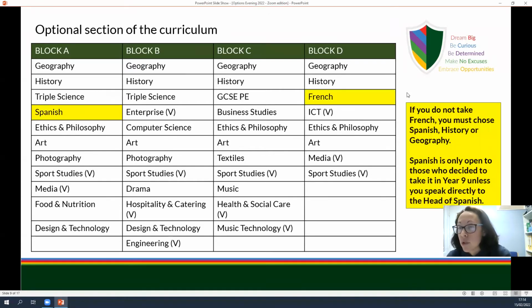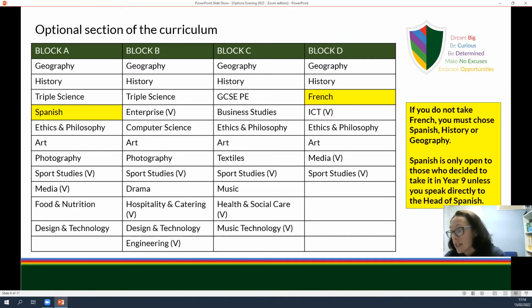Okay. The first rule is that in our school, because we want to set you up for doors to be opened in your future, we have decided, along with most other schools in the country, that if you choose not to take a language, so if you decide that French or Spanish is not something that you would like to partake in, then you must choose either history or geography.